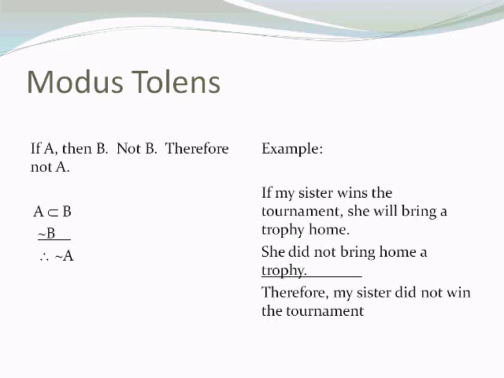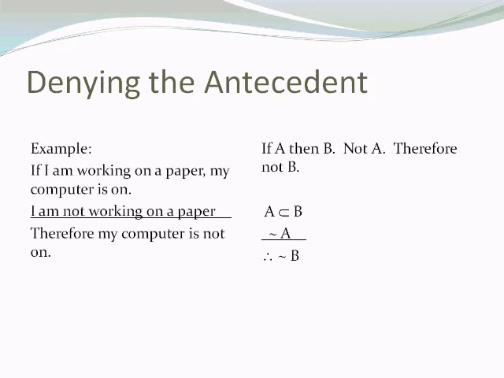We'll contrast that with denying the antecedent. If A, then B, not A, therefore not B. Represented symbolically, so we can easily see the structure. In the example, if I am working on a paper, my computer is on. I am not working on a paper, therefore my computer is not on.